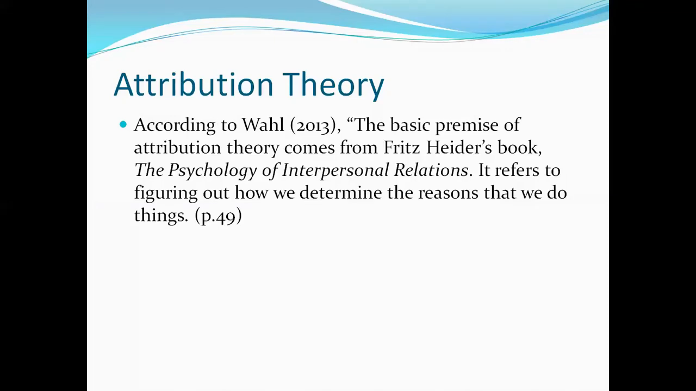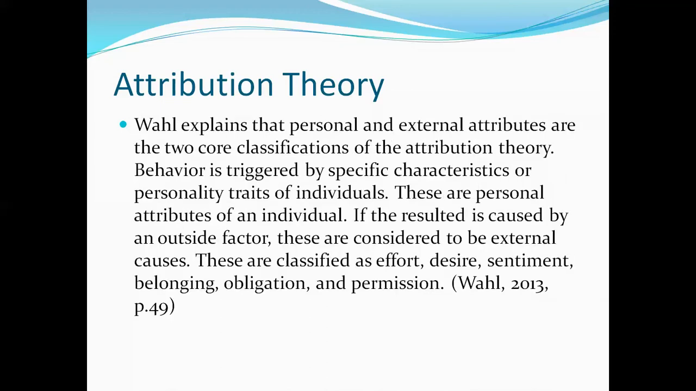As we first read, the basic premise of the attribution theory comes from Fritz Heider's book, The Psychology of Interpersonal Relations. It refers to figuring out how we determine the reasons that we do things. Wall explains that personal and external attributes are the two classifications of the attribution theory.